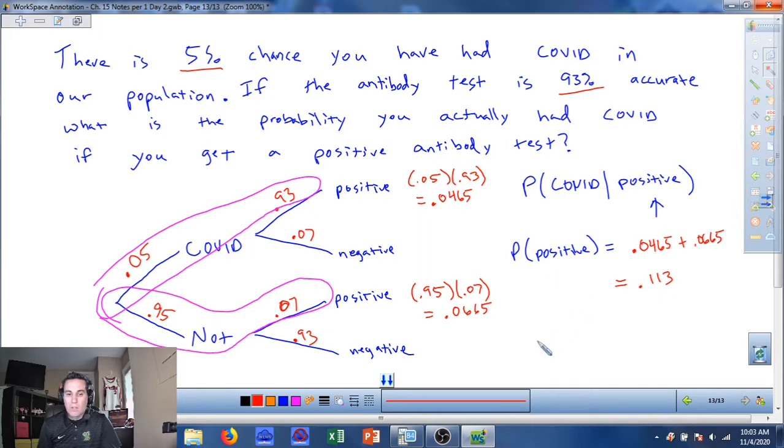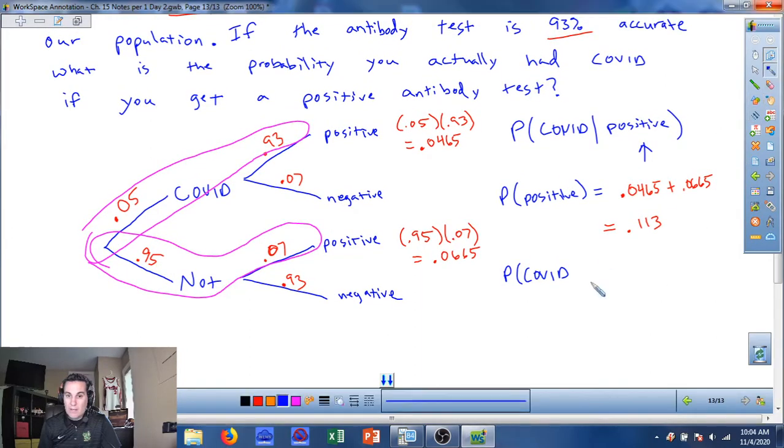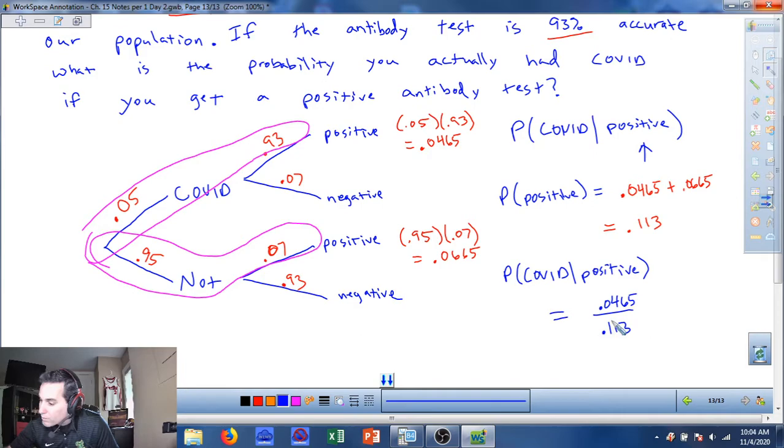It's about 11% chance. So what's the probability that I came from COVID, that I actually have COVID? The probability that I actually have COVID given that I get a positive test is going to be the probability of getting a positive test, 0.113, there's the bottom. And which one came from the COVID branch? It's the top one that came from COVID. So about 0.0465 divided by 0.113, and that gives me a probability of 0.4115.